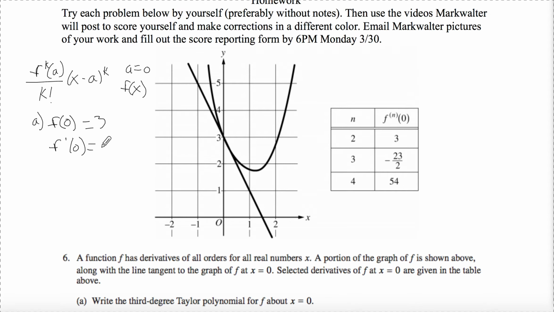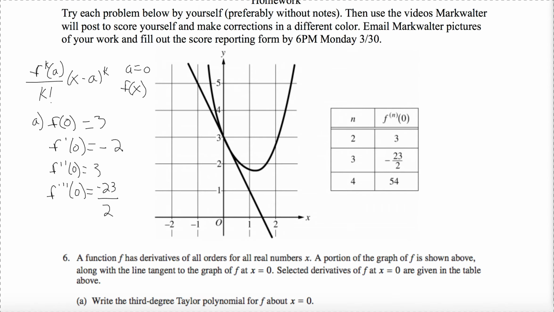All right. So I actually have f of 0. I found that from the point on this graph. F of 0 is 3. The tangent line here has a slope of negative 2, so there's the first derivative. I also know my other derivatives. F double prime of 0 is 3. F triple prime of 0 is negative 23 halves. And for this first part, I'm asked to write the third degree Taylor polynomial for f at x equals 0. So this is all the information I need.